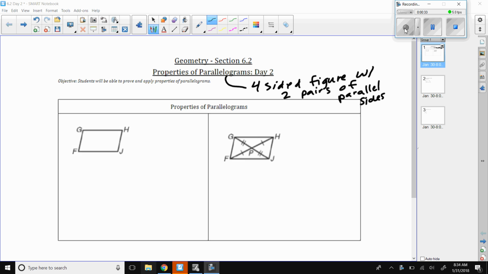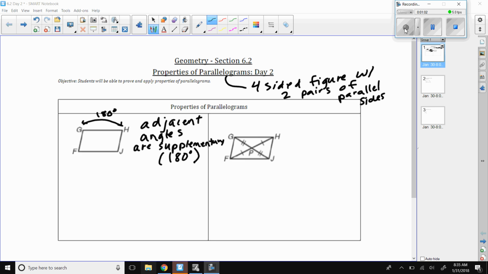So the first property we're going to look at today is that your adjacent angles, so the ones that are next to each other, are going to be supplementary. Which means 180 degrees. They're going to add to be 180 degrees. So the ones that we're talking about here are the ones that are next to each other. So in this case here, G and H, these are going to add to 180 degrees. G and F are also going to be 180 degrees. F and J will be 180 degrees, and H and J will be 180 degrees.